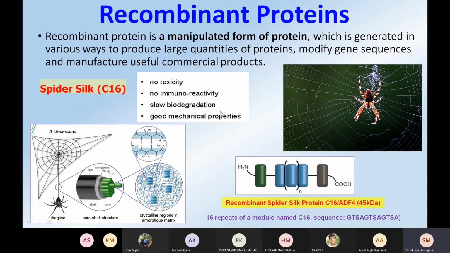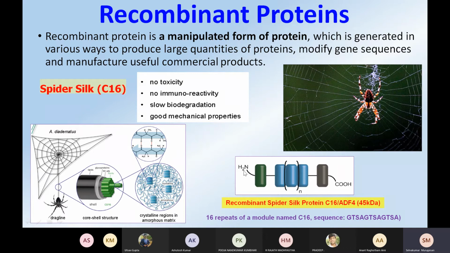On top of the mechanical properties, if we look at their biological characteristics, they have very little or no toxicity at all, their immunoreactivity is almost zero, and they have good biodegradation as well. If you look at the chemical composition and structure of that spider web, it has a core-shell structure: the shell has lipids, and the core has different amino acids, that means proteins.